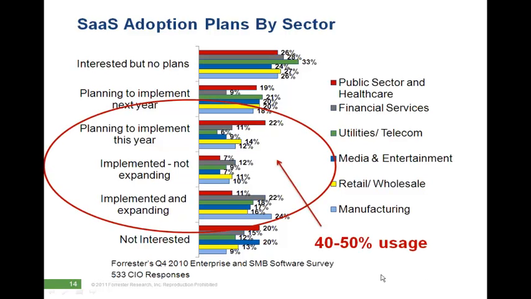In fact, if you look at this grouping in the middle, planning to implement, implemented and not expanding, and implemented and expanding, that's 40 to 50% of all of the entities in each sector responding in this manner. So that's a very strong indication that SaaS-based technology is widely perceived as having value.